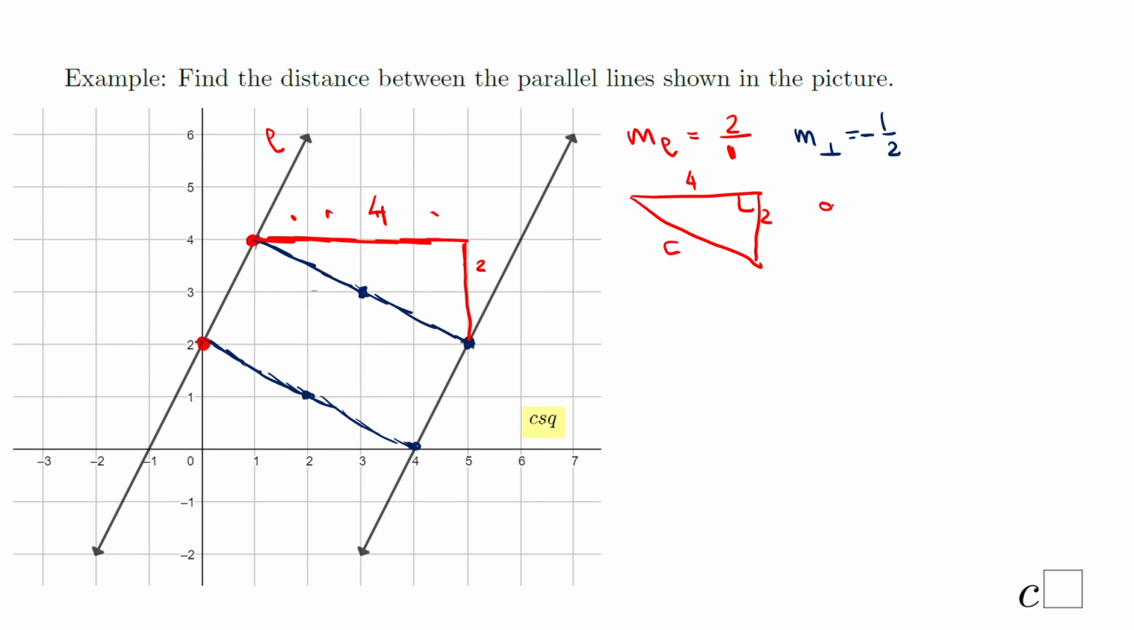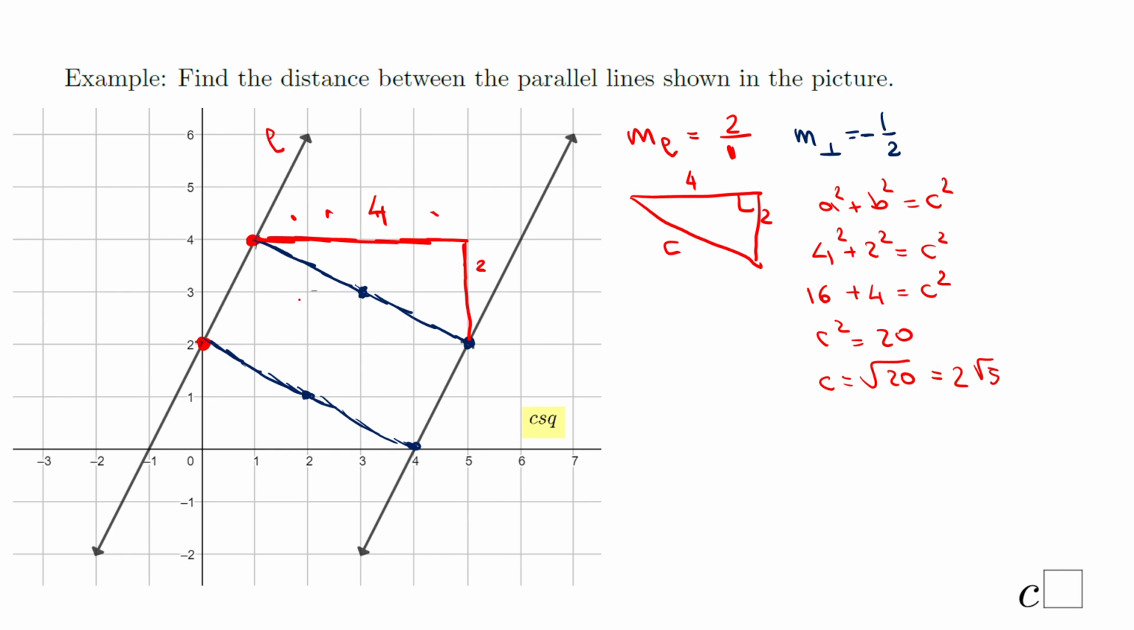So we have a squared plus b squared equals c squared. That will be 4 squared plus 2 squared equals c squared. 4 squared is 16, 2 squared is 4, that will be c squared, and that will be c squared equals 20, or c equals square root of 20, which, if we can, we can simplify to 2 square root of 5.